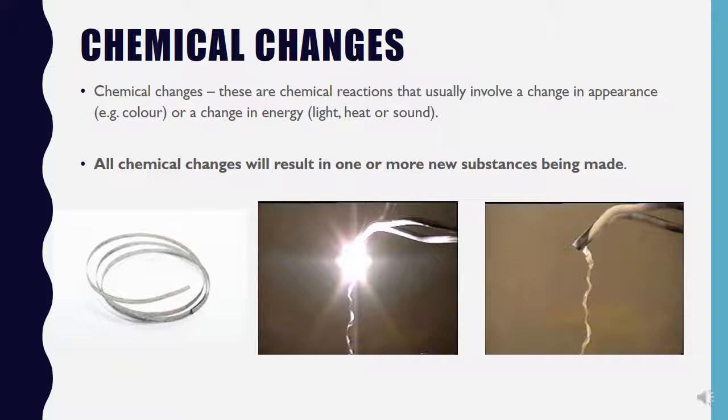Magnesium oxide has been formed because the magnesium has reacted with the oxygen in the air to produce a white brittle solid. This change cannot be reversed. You can't get magnesium oxide and return it back to oxygen and magnesium, so it's a chemical change.